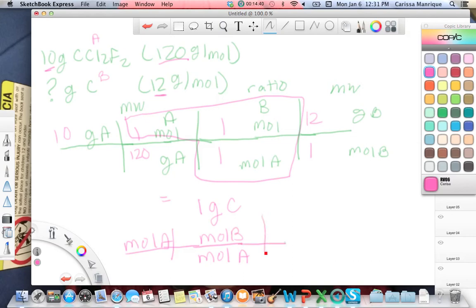Let's say they actually want us to go to grams of B. Okay, we'll just add that. Add the next part, mole of B, grams of B. So you could start and end at any point here. But this is just, if they ask you to go the longest way, so gram to gram, this is how you do it.